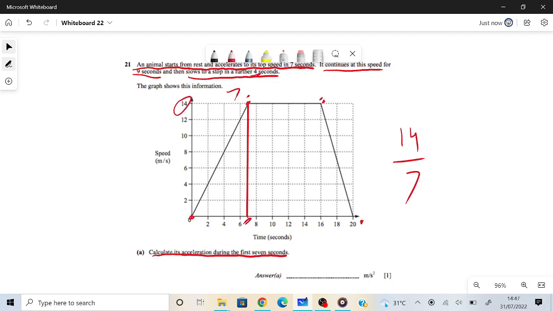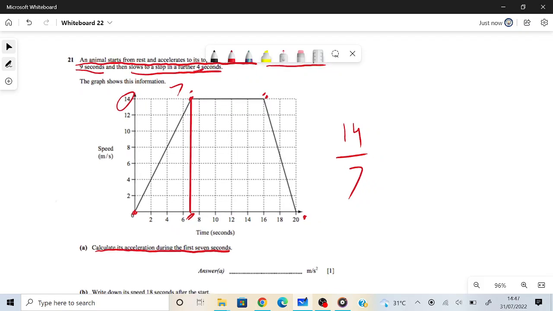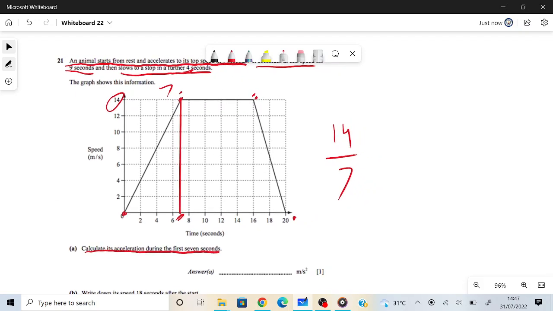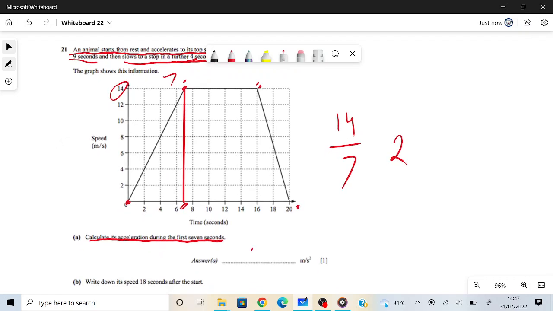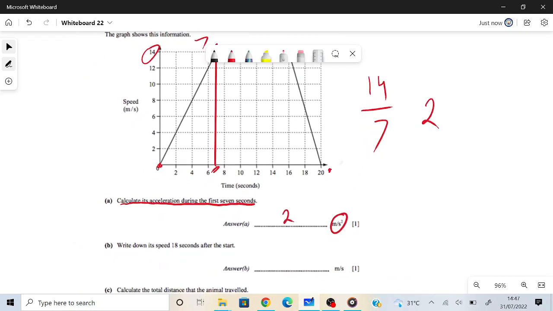You could use y2 minus y1 over x2 minus x1, but that would take a lot of time, and time is of the essence during examination. So you can do it this way, it's a quicker method. So 14 divided by 7, that's nothing but 2, and the answer is 2 meters per second squared. Units very important. On to the next part, the B part.